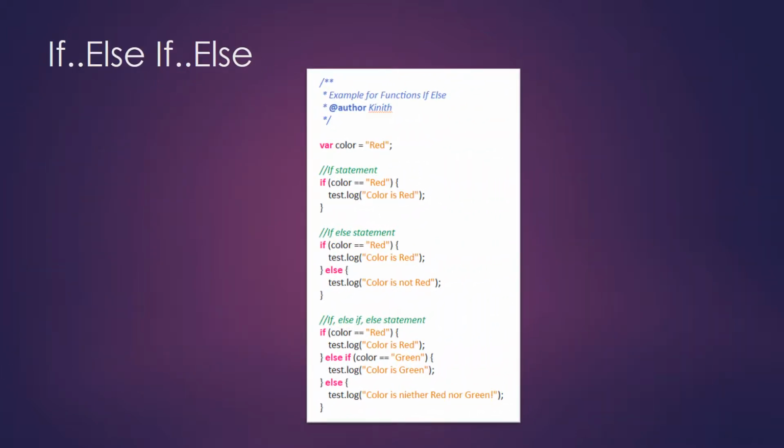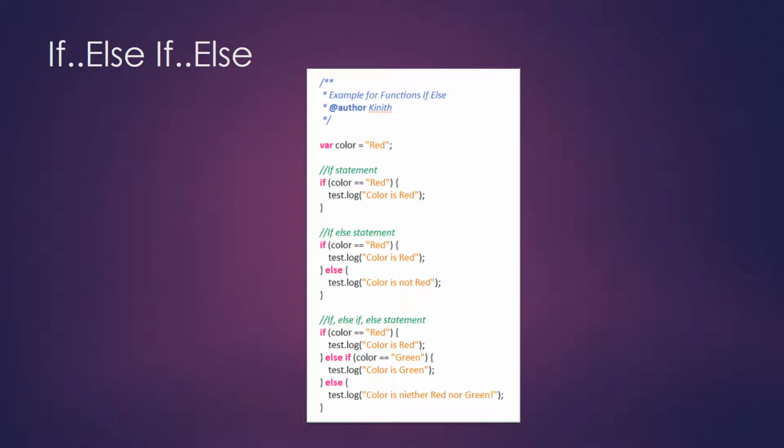In this example, I have a variable called color, which holds the value red. In the first if statement, I am checking if the value of the variable color is red. Note the double equal signs here. If color equals red, then print "color is red" to the console. This if statement has only one condition associated and takes action only if the condition passes.